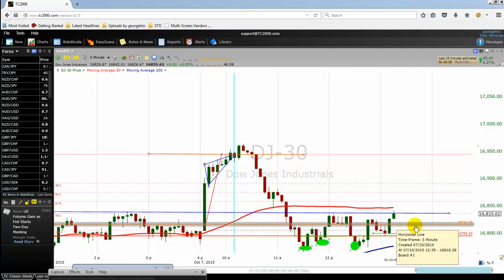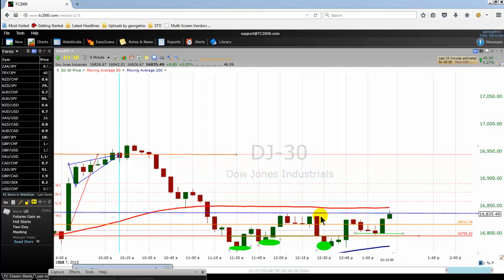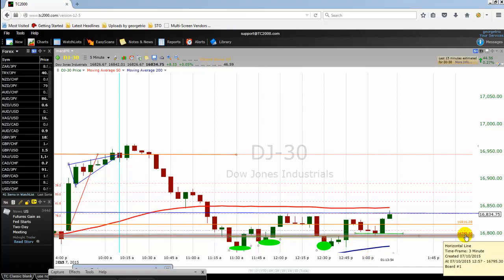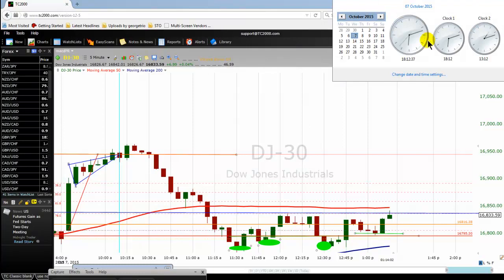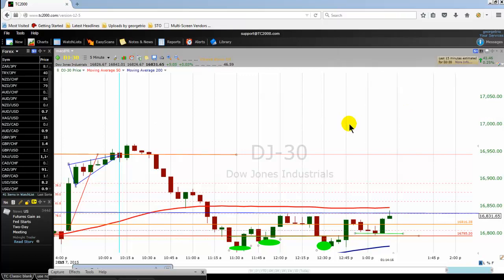Now I re-enter here at 16816, placing my stop loss at 16795. I'm using now 21 pips. So we will see whether this time I will get paid or not. The only challenge that I face is the time of the day. So remember the time, the place. The place is good. What is happening is not too bad, but the time, the market environment, is not the best. But we will see whether I'm going to get paid or not.